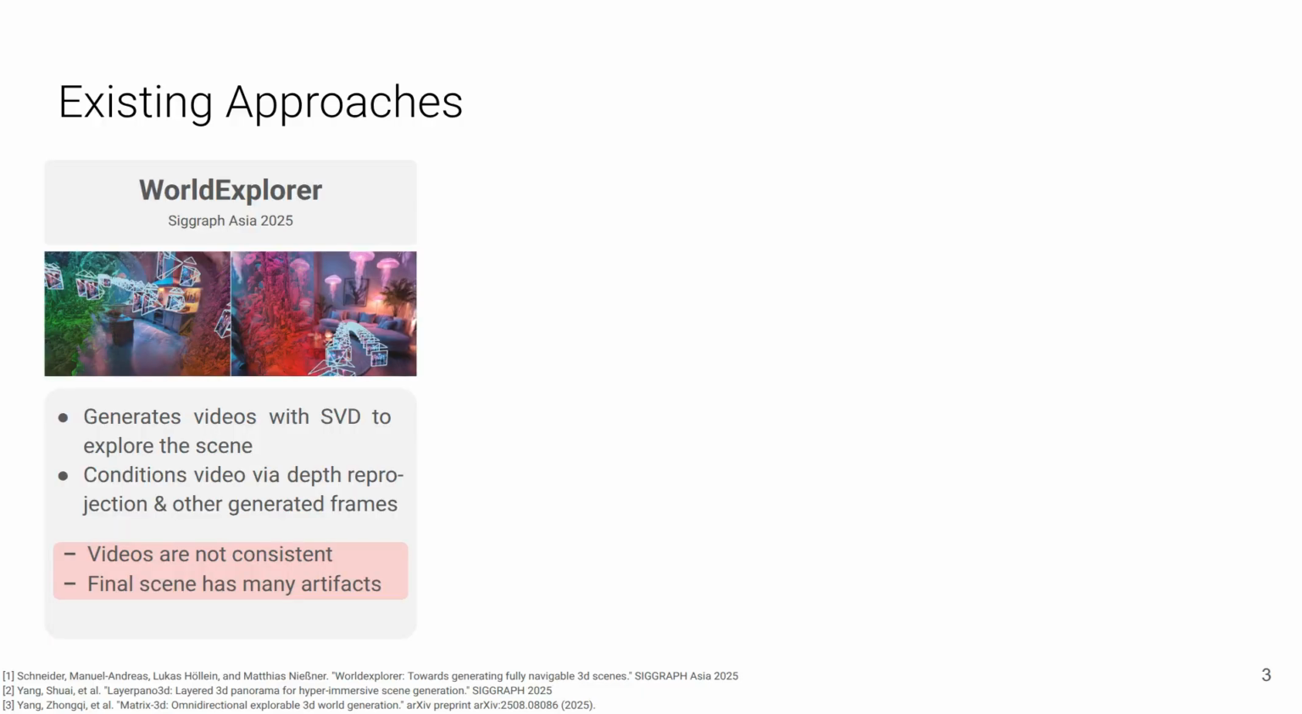First, there's World Explorer. Here, the authors use a video generation model to generate multiple exploration videos through the scene. The generated videos are conditioned on a camera trajectory, reprojected depths, and frames from previously generated videos. While the approach is quite elegant, the videos often only observe a small portion of the scene and are thus not very consistent among each other. Therefore, the final scene often has many artifacts.